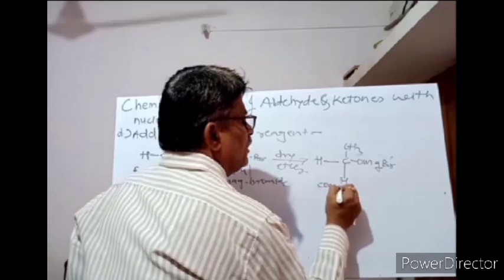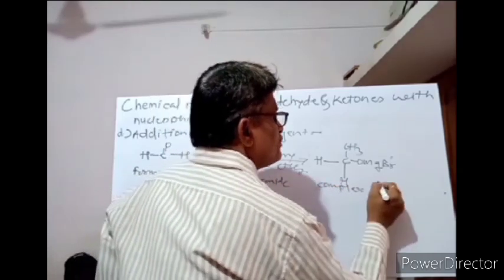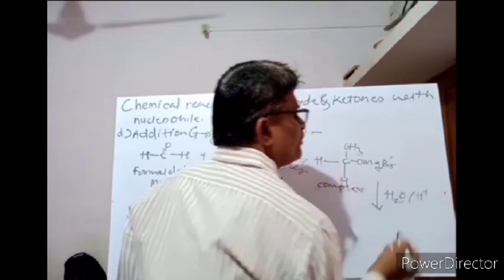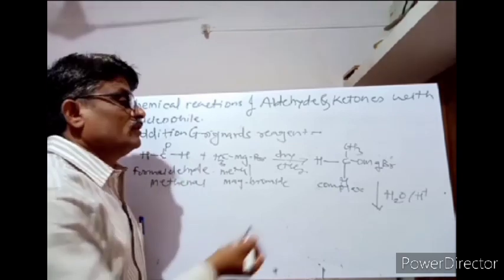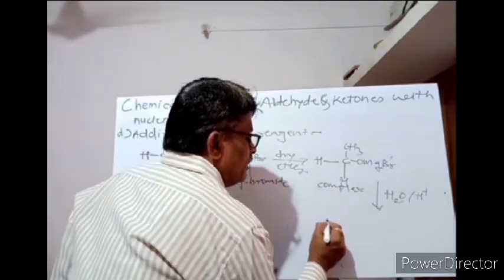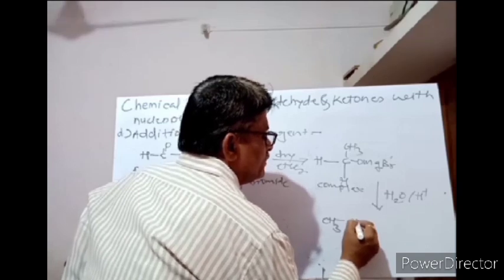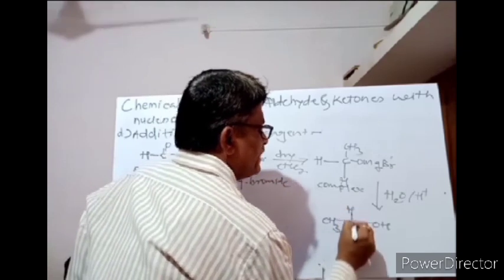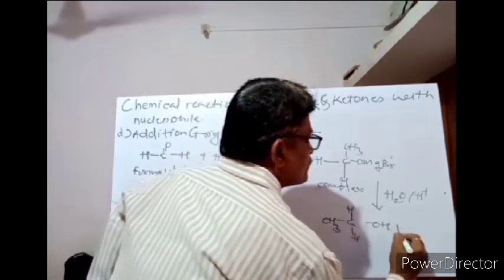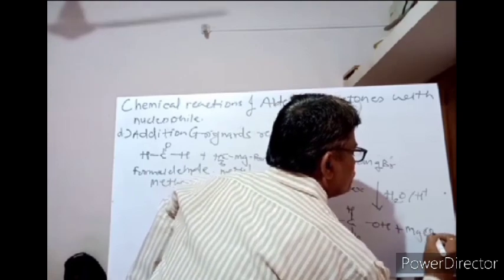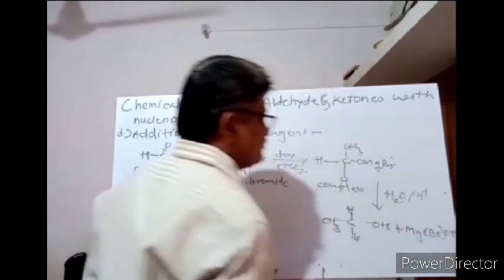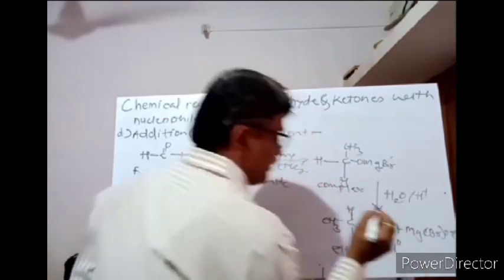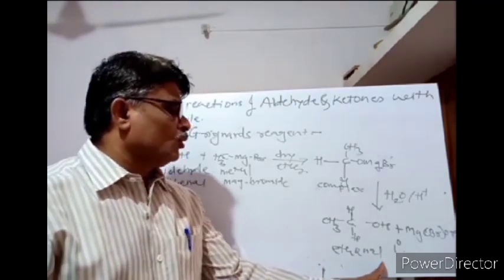This is called an unstable complex, which on acid hydrolysis, with H2O and H plus, or it may be written as H3O plus, gives CH3 CH2 OH, along with Mg Br OH. This is our ethanol, which is a primary alcohol.